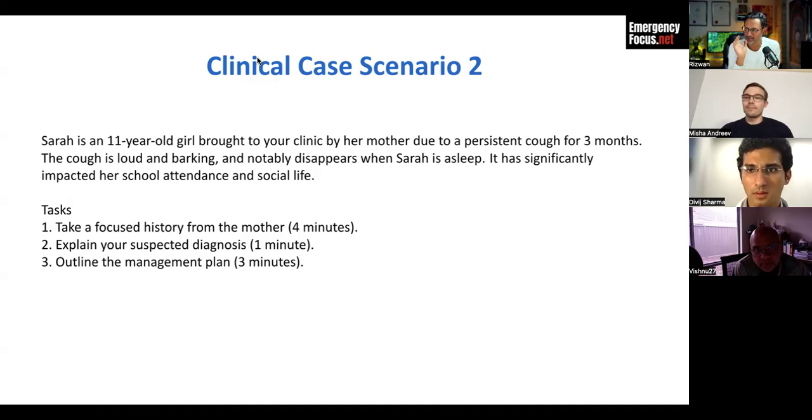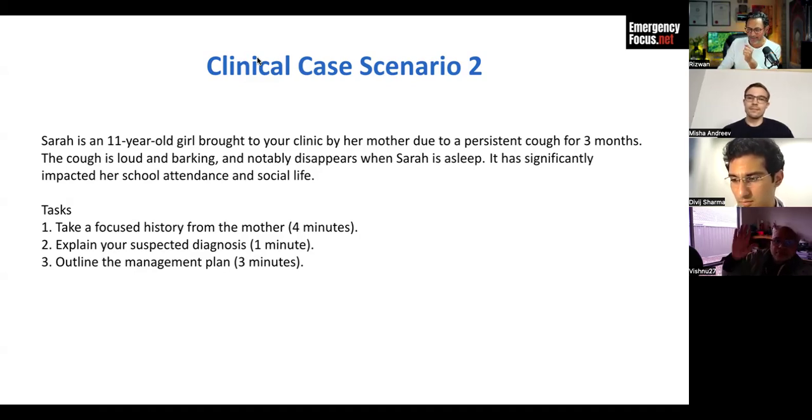Very good. So basically, in terms of the history, the focus is on three main things. Because the timing is crucial, the focus is to confirm that the cough is only present once the patient is awake, not a nighttime cough. That's very important. Then you want to exclude an underlying organic pathology. Is there any underlying fever? Is there wheeze?